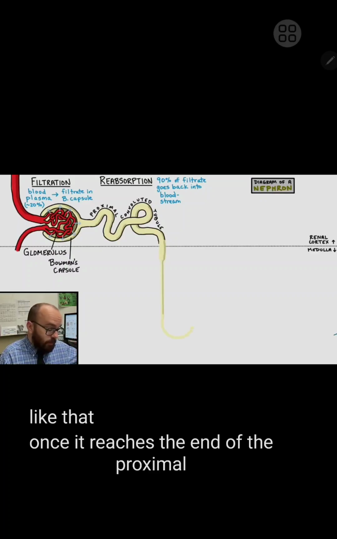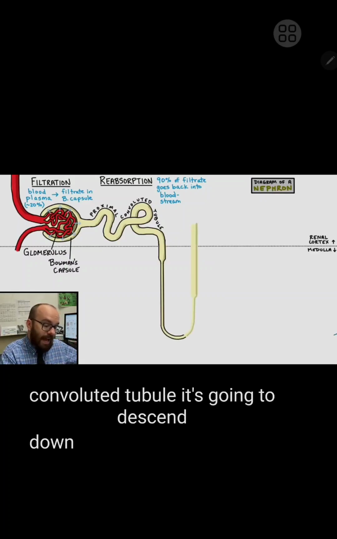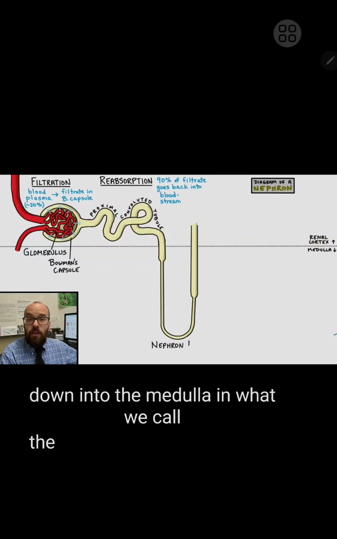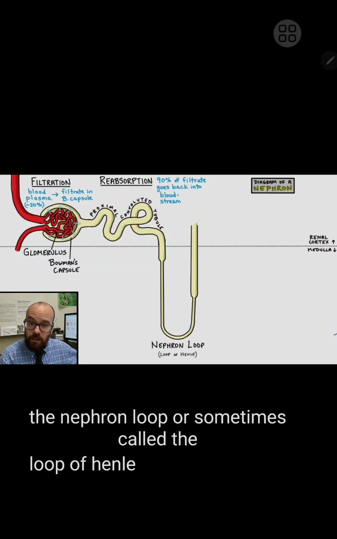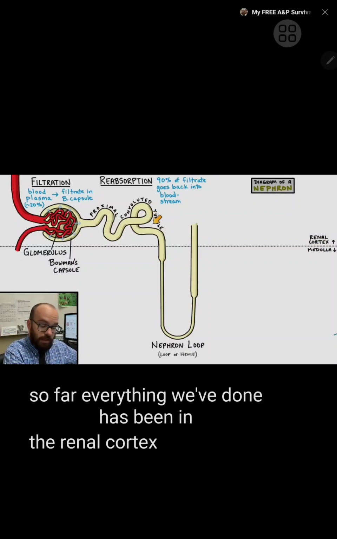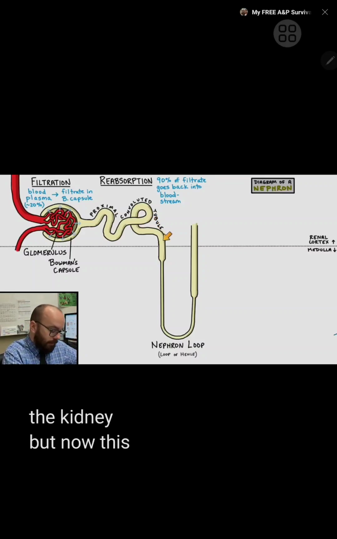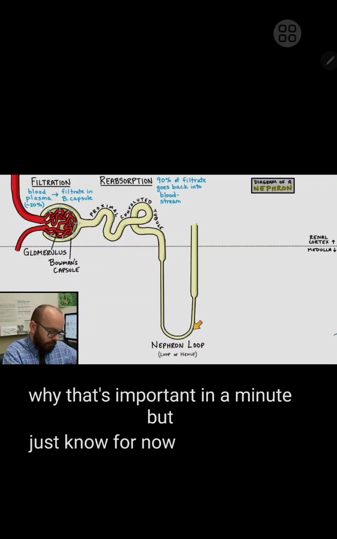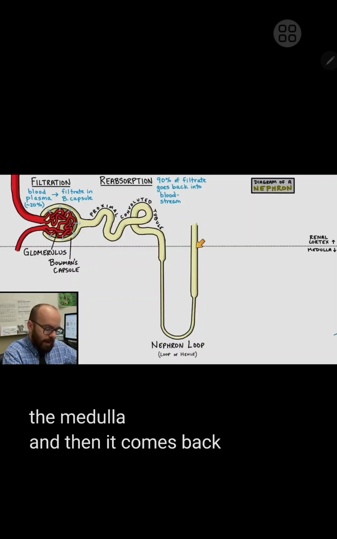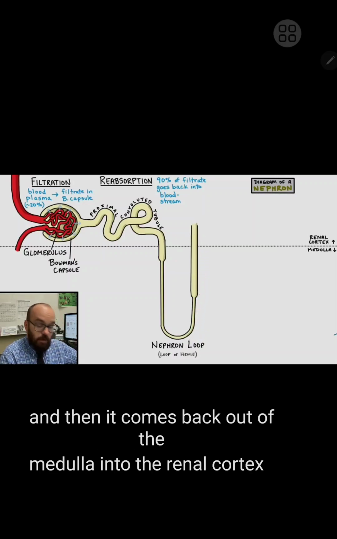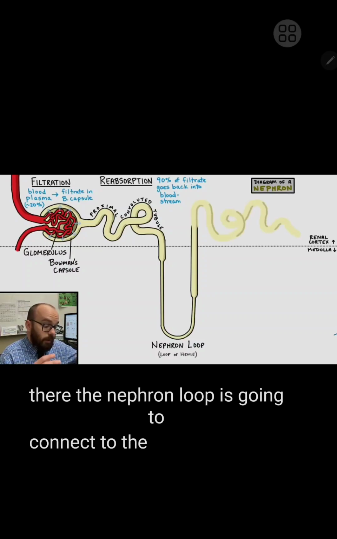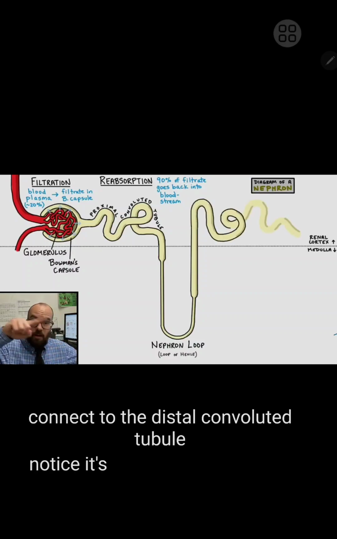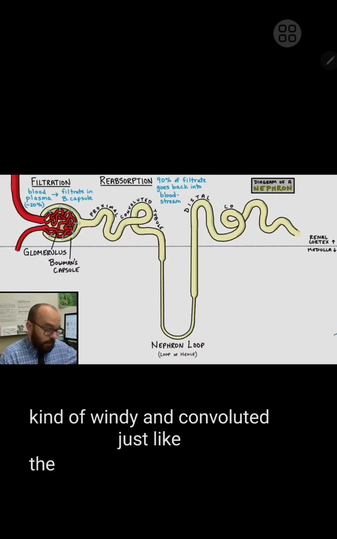Once it reaches the end of the proximal convoluted tubule, it's going to descend down into the medulla in what we call the nephron loop, or sometimes called the loop of Henle. So far, everything we've done has been in the renal cortex, or the outer layer of the kidney. But now this loop is going to dip down into the medulla, and we'll talk about why that's important in a minute. But just know for now that it dips down into the medulla, and then it comes back out of the medulla into the renal cortex. There, the nephron loop is going to connect to the distal convoluted tubule. Notice it's kind of windy and convoluted, just like the proximal one was.